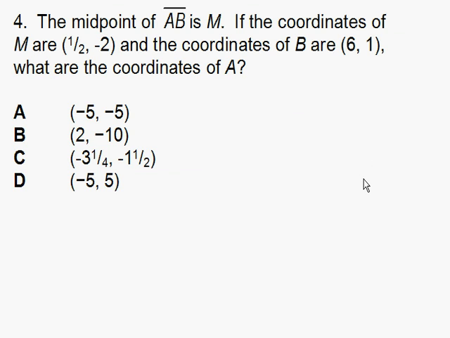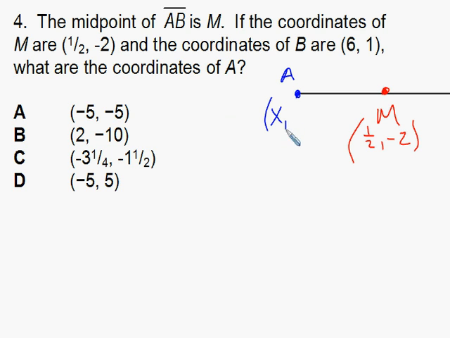Take a look at this next problem. It's slightly more complicated. Again, the first thing I like to do is to set up a picture. So it says the midpoint of segment AB. So I have this segment, which we'll label A, B, and the midpoint is M. If the coordinates of M, so they give me the coordinates of the midpoint, and it's 1/2, -2. And the coordinates of B are 6, 1. What are the coordinates of A?